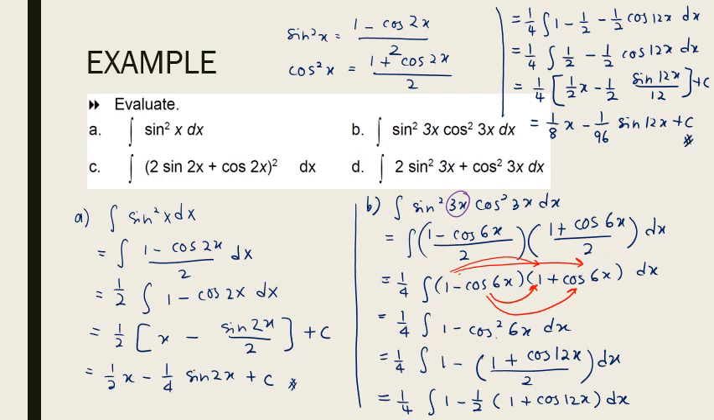So the answer is quite long but easy to integrate. Alright, okay? I'm giving you the answer for C. The answer for C is 5 over 2 x minus 3 over 8 sin 4x minus sin square x plus c. You have to try example C.